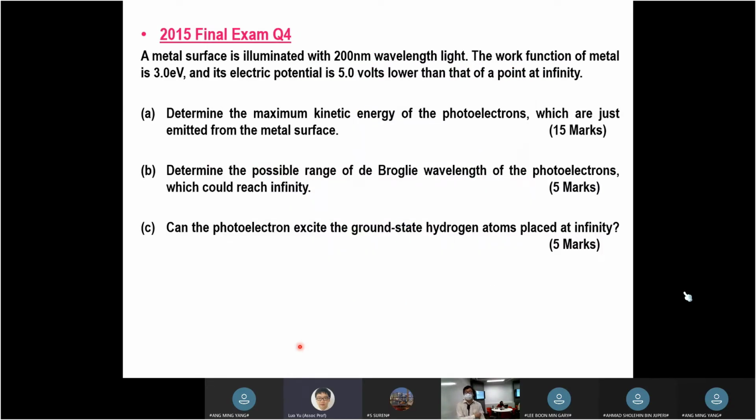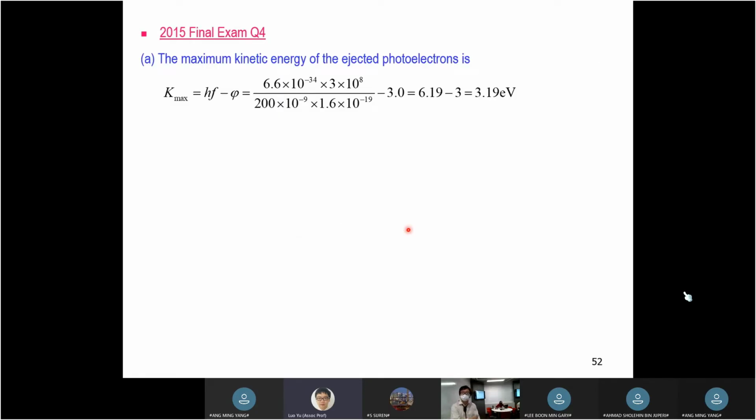As I said, the work function is given. Clearly, this will test me on the photoelectric effect. These are two important formulas, so you will be awarded a lot of marks. First, I want you to determine the emitted kinetic energy of the photoelectron. Then the corresponding de Broglie wavelength at infinity. And then I want you to comment on whether this photoelectron can excite a ground state hydrogen atom placed at infinity. So let's look at these parts one by one.